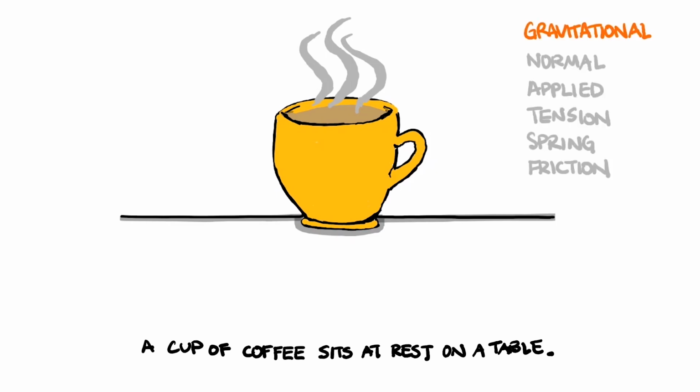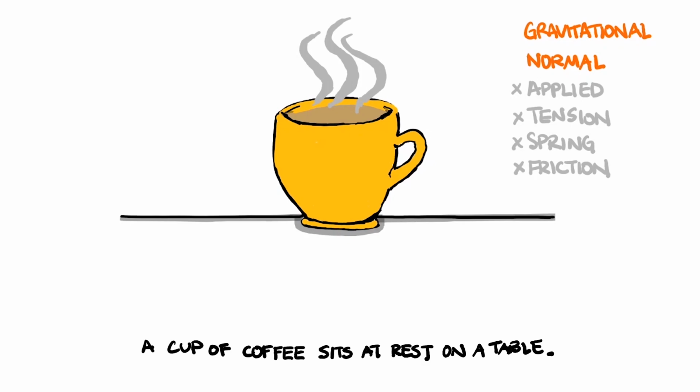Well, the gravitational force of Earth is always pulling any object towards Earth. The cup doesn't fall through the table because the table responds and supports the cup through the normal force. Since the cup isn't in contact with any other object, there's no applied force. Since it isn't being pulled apart or stretched or compressed, it doesn't experience the tension or spring force. And finally, since it isn't moving or attempting to move, there's no friction between the cup and the table. Great, so we know this cup experiences 2 forces, the force of gravity and the normal force.